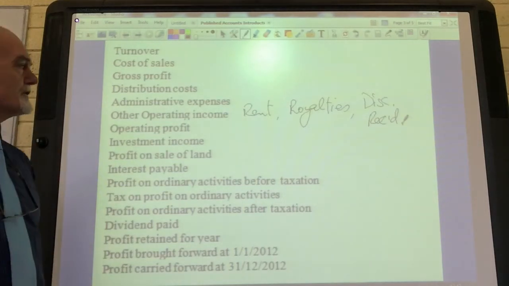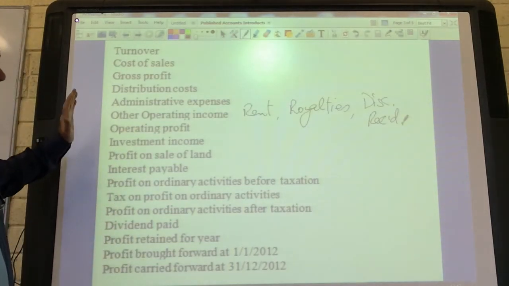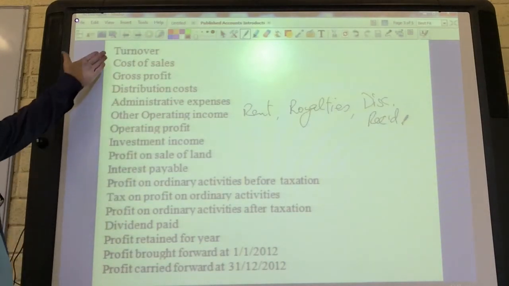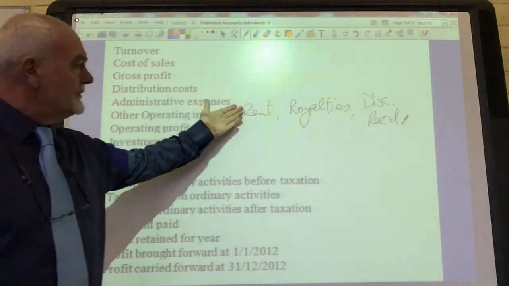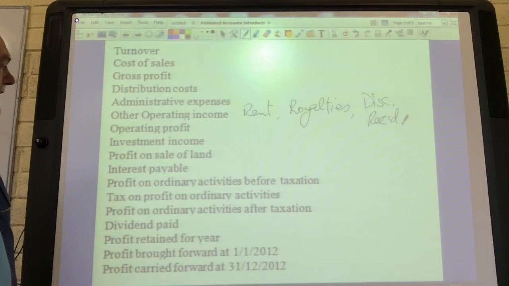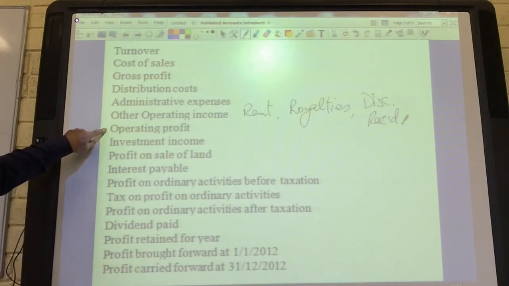It can be a bit confusing, but it's worth your while making an effort to distinguish between your operating income, which is your sales, your turnover, and your rent and your royalties, and very often in Leaving Cert questions, discounts received, and other forms of income which aren't included in operating profit.